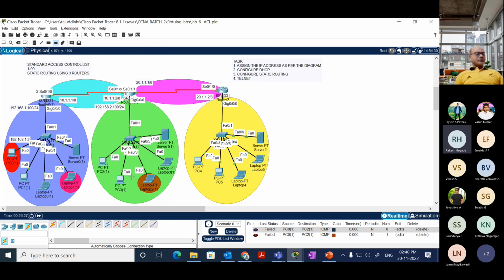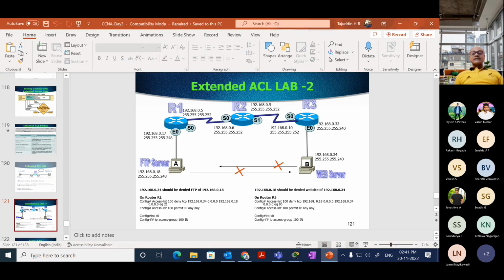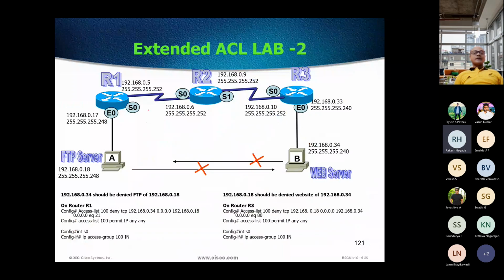One more. He should not be able to ping only that laptop, but he can ping all other end devices, even the router and the end devices. So that is possible in your extended access list. Not on this one. We are doing the lab now. You can see, right?